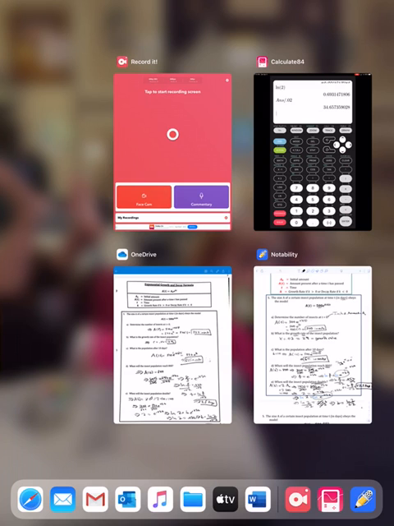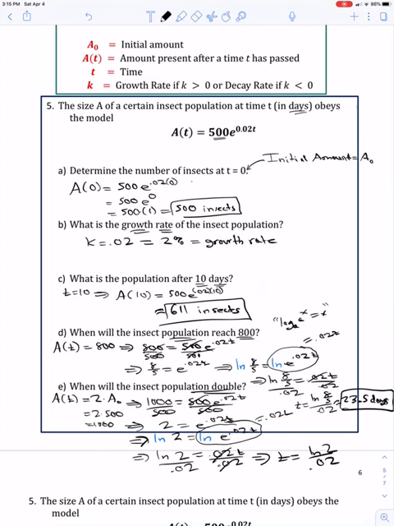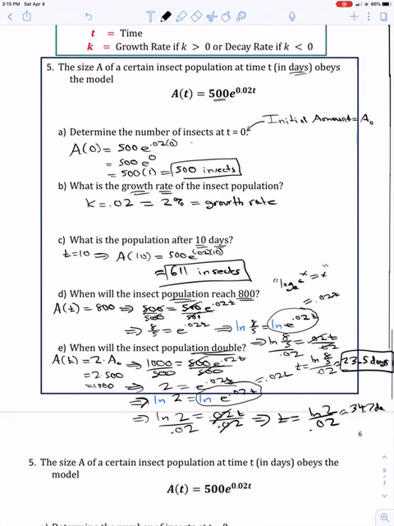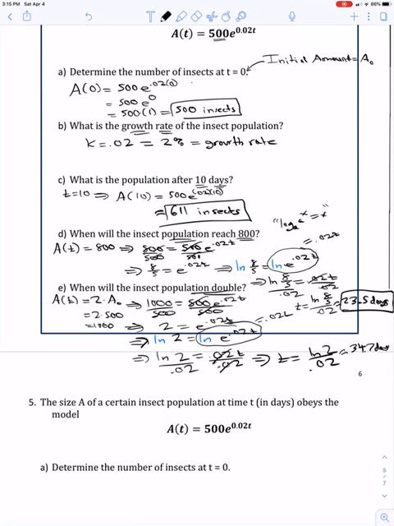34.65. So about 34.7 days to double our initial population. So again, it took 24 days to get to 800. To get to 1,000, it's going to take 34.7 days, which is double our initial population.